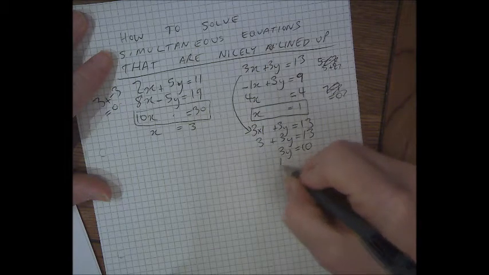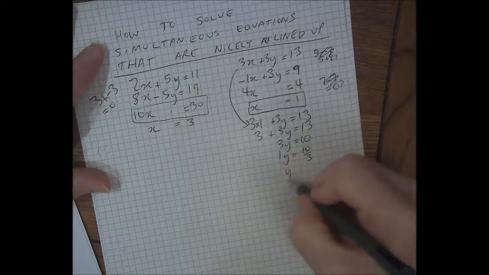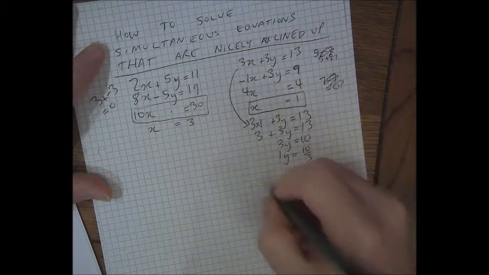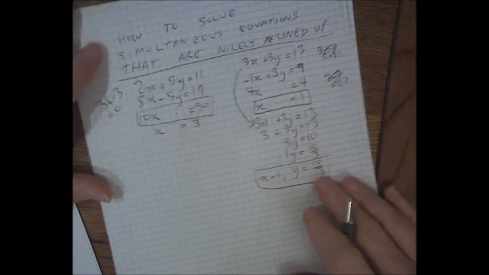Divide both sides by 3. 10 divided by 3 is easy, that's just 10 over 3. So we're done. So our answer is x equals 1 and y equals 10 over 3.